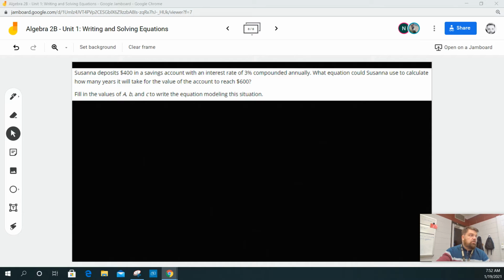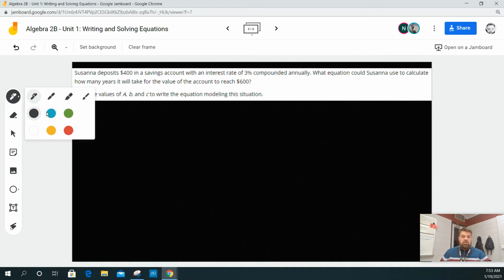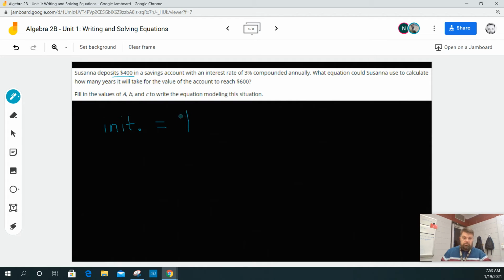And so I'm going to show you guys some different notation here. I've seen this written a lot of ways, but let's unpack this first. I think the first thing to keep in mind is that she deposits 400. So that's the initial amount. And then she has an interest rate of 3%. So that's the rate.